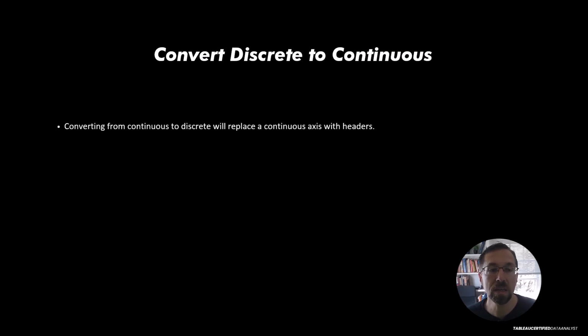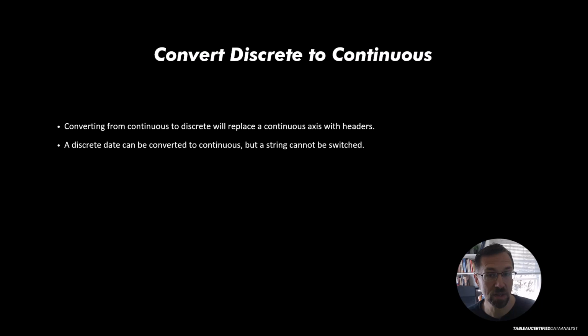Now let's talk about discrete to continuous. The big difference between continuous and discrete is between a continuous axis and headers. Continuous fields will have an axis. Discrete fields will have headers. A discrete date can be converted to continuous, but you can't switch a string. So you can't have a continuous string. Logically speaking, it doesn't really make sense that you would have a continuous variable that's also a word, right? A continuous thing is a concept that really applies to numbers and dates. There can be a range of values on a date or a range of values on a number.